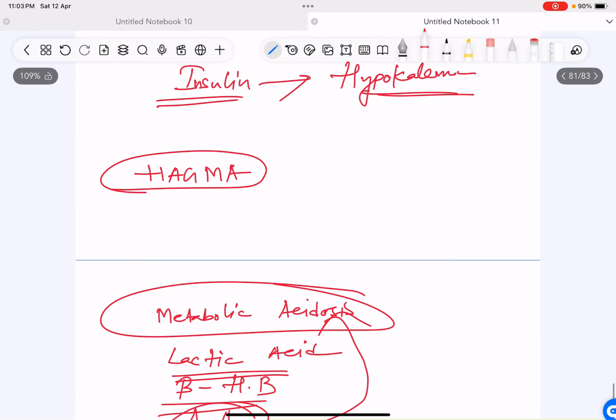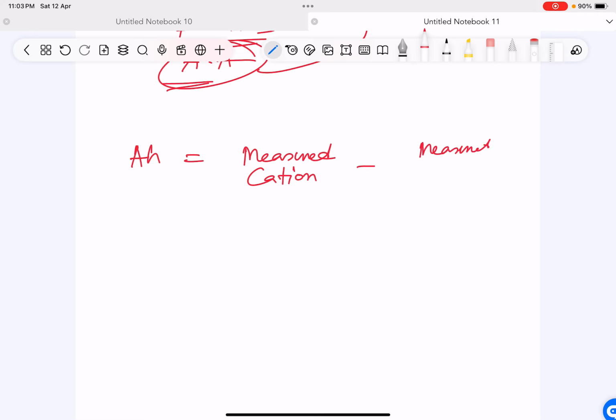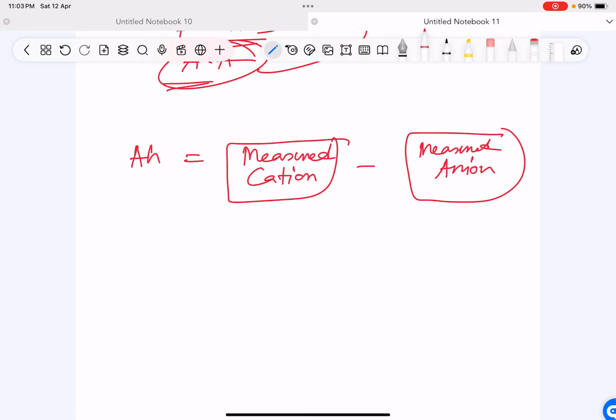Now, why will it be a high anion gap? See, what is anion gap? It is measured cation minus measured anion. Okay, this is the main thing. I know there is a formula, but this is the main thing. Measured cation versus measured anion. Now what is anion gap? Anion gap is the unmeasured anion, right? So whatever is your unmeasured anion, that is your anion gap.